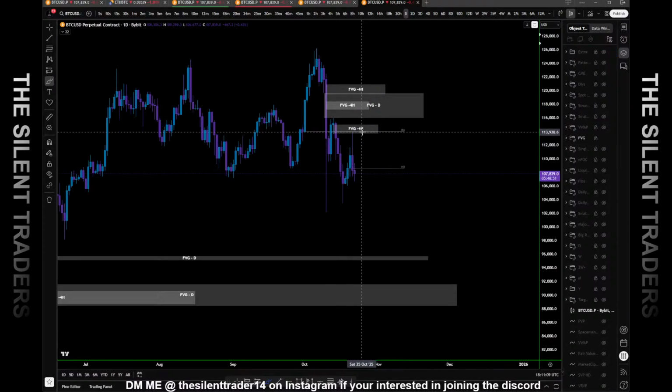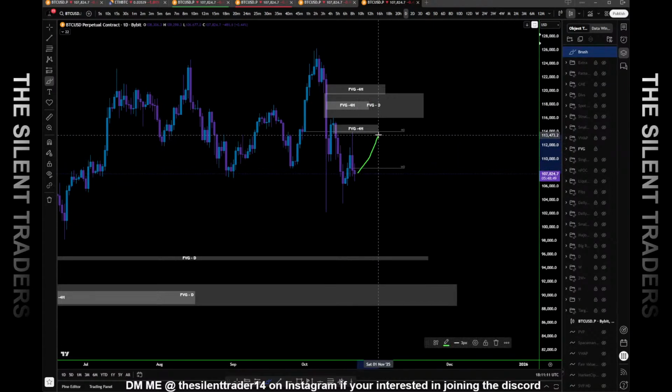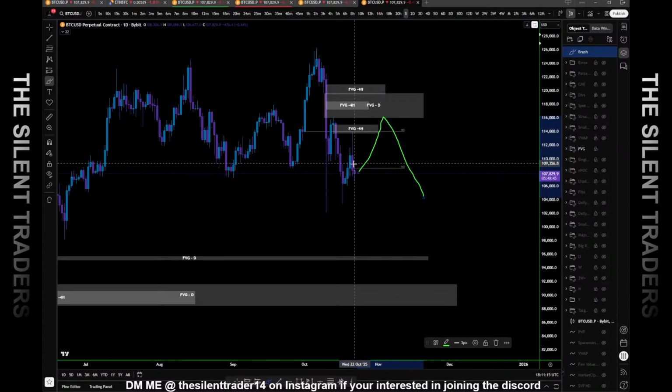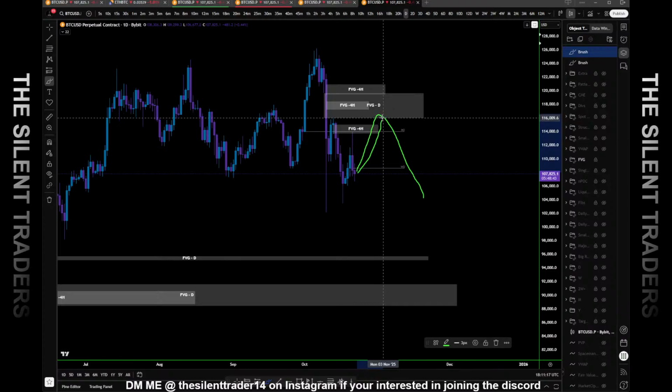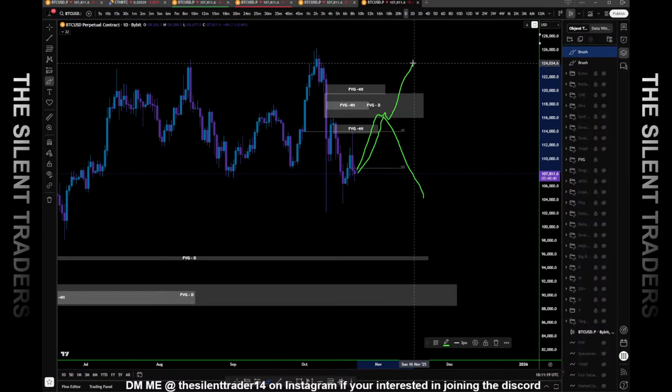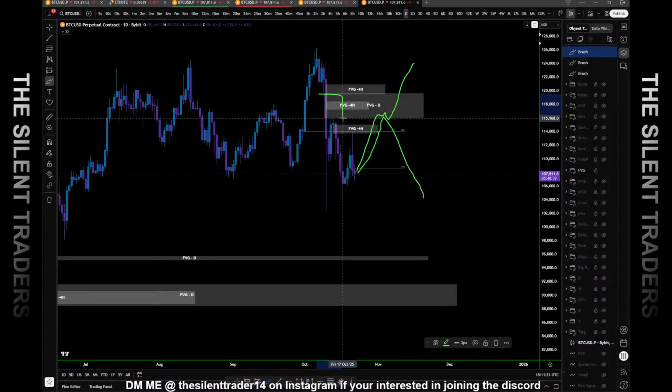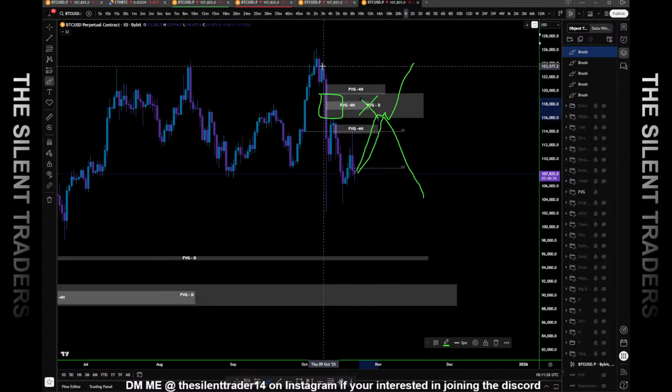An example of what would happen here is you come back up and you use this just as normal resistance. The other one is you come up, use it as resistance for a little bit, and actually just shoot right through the fair value gap that was created here. You usually shoot through it just as fast, right?